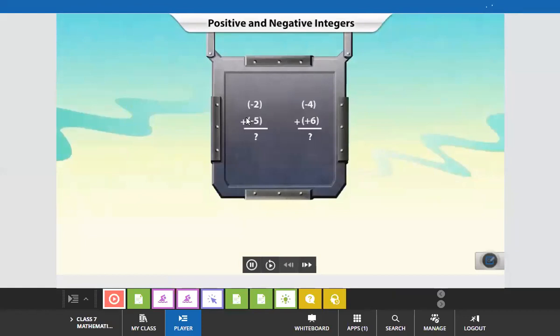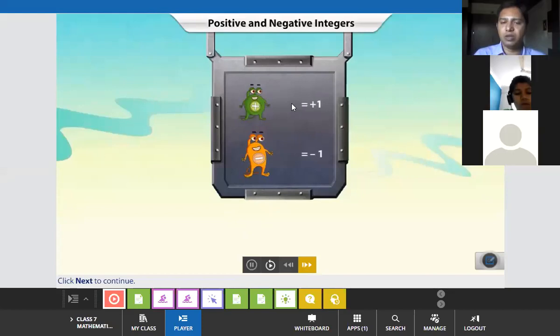Each little green alien represents positive 1, and each little orange alien represents negative 1. So we have green and orange aliens over here. The green one is positive 1 and the orange one is negative 1. Now we need to count in this game how many positives and how many negatives are here.